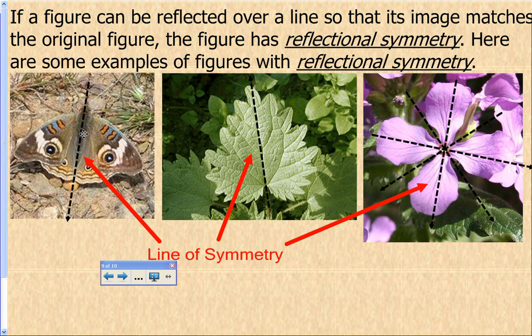Here's a butterfly. Here's my line of symmetry. The left side and the right side are symmetrical or the same. A leaf has reflectional symmetry. This flower has multiple lines of symmetry. If I was to cut the object on this line, the left side and the right side would be the same. If I was to cut it on this one, the left side and the right side would be the same. So what I want you to get out of that is that an object may have more than one line of symmetry.